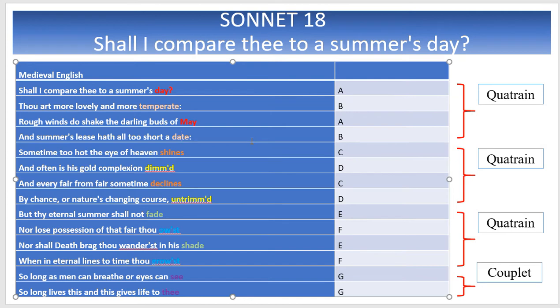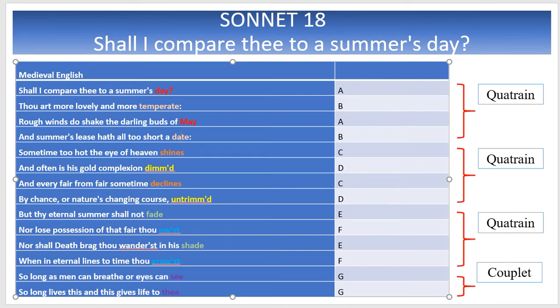So the first quatrain of the Shakespearean sonnet rhymes A B A B. A and A rhyme in the sound of day and May, and B and B rhyme in the sound T. The same thing can be extended to the following quatrains: shines and shines, for example, D and D; dimmed and trimmed, D and D; fade and shade, E, E; owest and growest, F, F. And the last part of the sonnet, the couplet, follows the same rhyme, G, G.